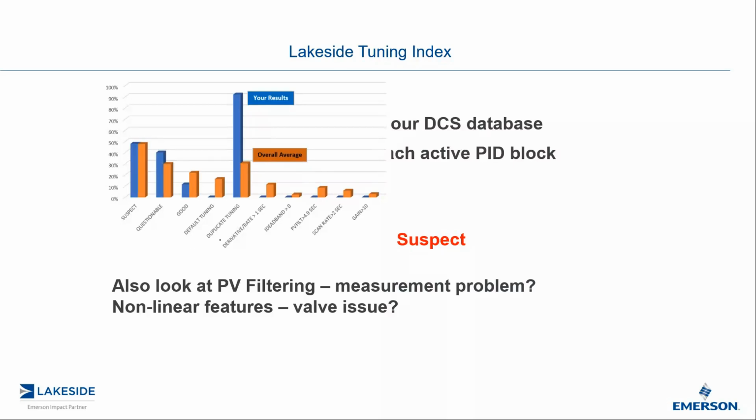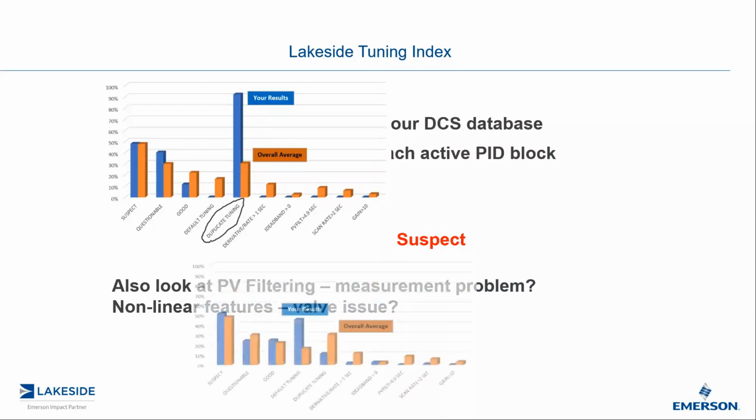Now, in this example, what really sticks out is the duplicate tuning. That means 2 or more control loops have exactly the same tuning. Does that mean it's been tuned properly, or maybe it's just a copy and paste? Odds are one of those 2 loops, or 3 or 4 or 5, because I've seen up to 5 loops have exactly the same tuning, one of those has never been tuned. You can pretty much guarantee that.